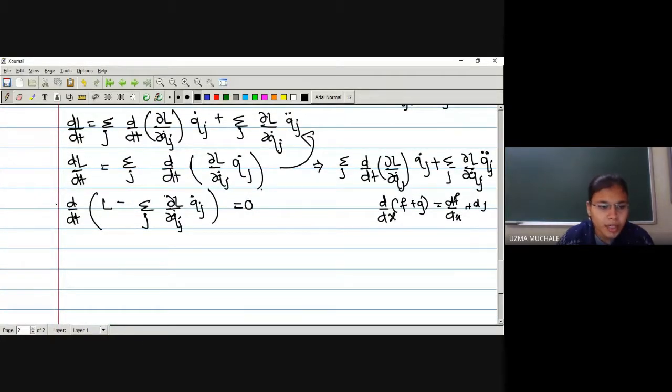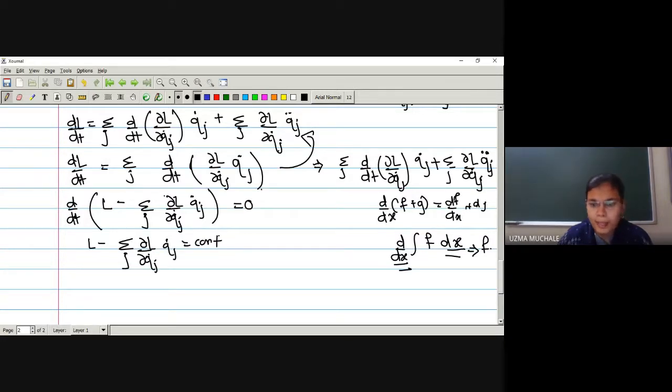simply, if you do the integration for this term, the integration and the derivative with respect to t will get cancelled, just like this, that is d by dx of the integration of the term f with respect to x. So what will be the resultant? Integration and derivative get cancelled. The resultant term we are getting is simply the function f plus some constant. So here also we will have L minus summation over j dou L by dou Qj dot into Qj dot is equal to some constant term, right? Okay, so here we get that it is equal to some constant term.